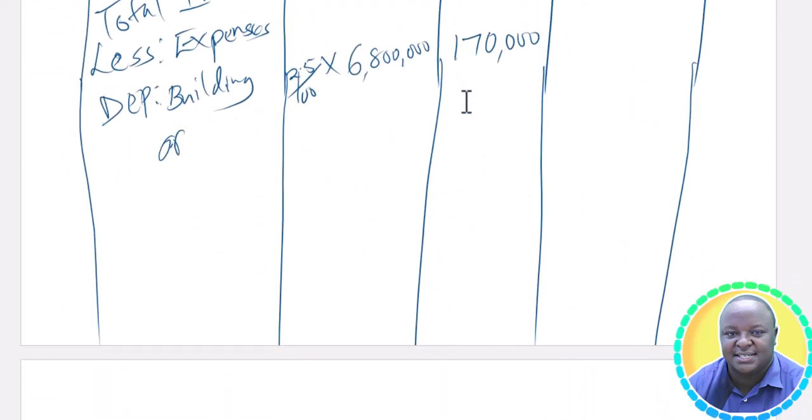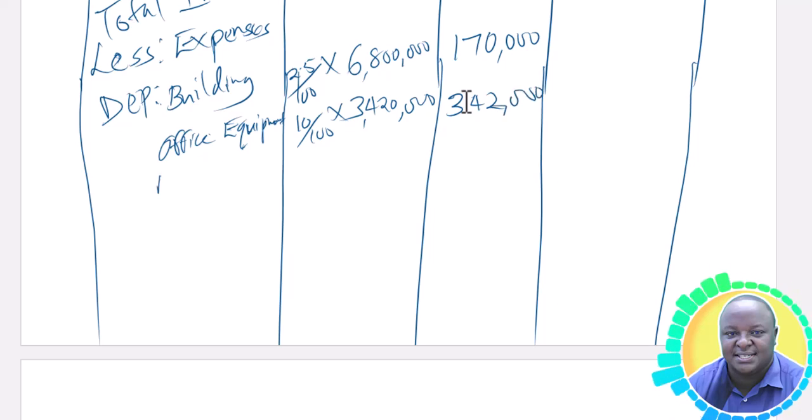So for office equipment, that will be 10 over 100 times 3,420,000. We will get 342,000 in terms of administration.